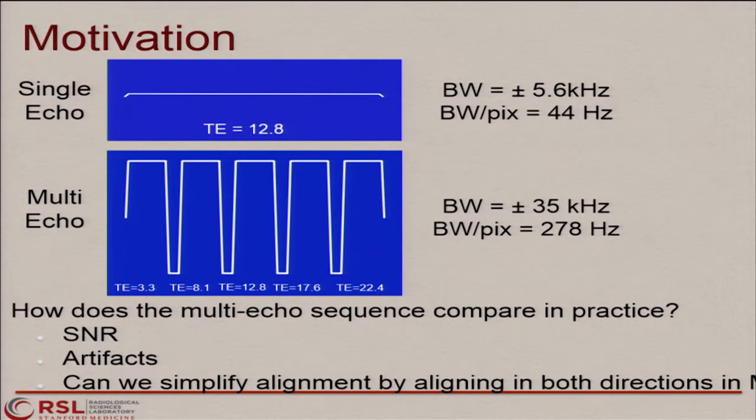So the purpose of this work was to ask how the multi-echo sequence compares in practice. How does the SNR compare in practice, and the artifacts? And then the important question of, can we simply align in both directions in the same image?